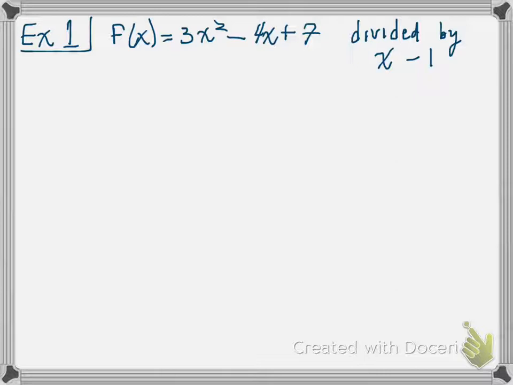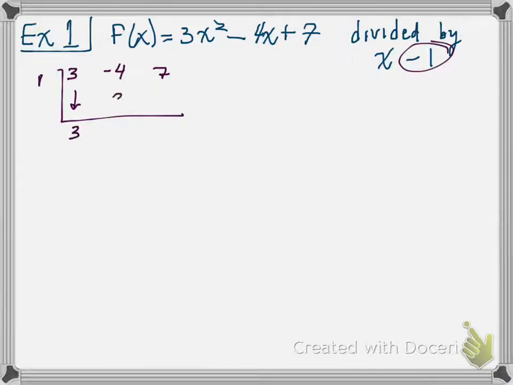We have a function f of x, and we're going to think about what the remainder will be when we divide by x minus 1. There are two ways we can think about it. The first way is to actually do the division. I could do synthetic division, because it's of the form x plus or minus some number. So I put the opposite sign outside of the synthetic division box, and inside I put the coefficients 3, -4, and 7.